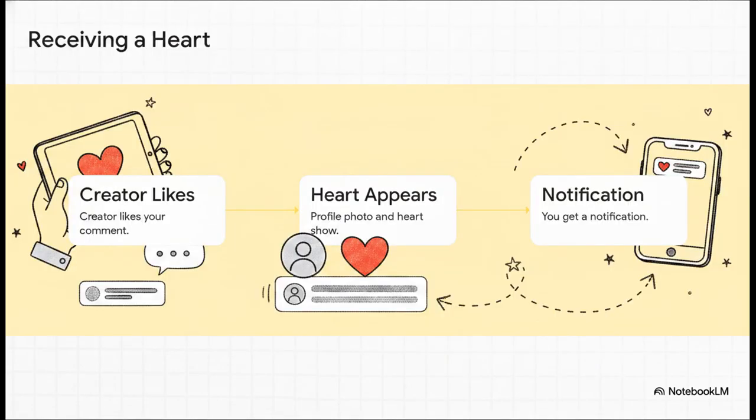And the mechanics behind this are pretty neat. Step 1, the creator officially likes your comment using the specific heart tool on their dashboard. Step 2, instantly this awesome little visual badge pops up. It's the creator's profile picture right next to a tiny red heart right there in your comment for everyone to see. And step 3, you get a direct notification letting you know they loved what you had to say. It's just a fantastic, positive feedback loop that turns a passive view into an actual two-way conversation.